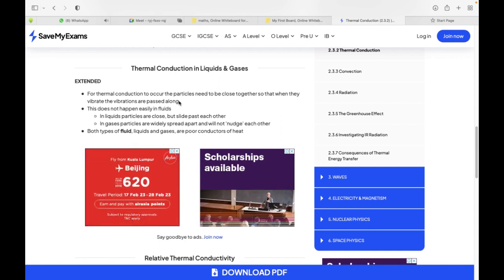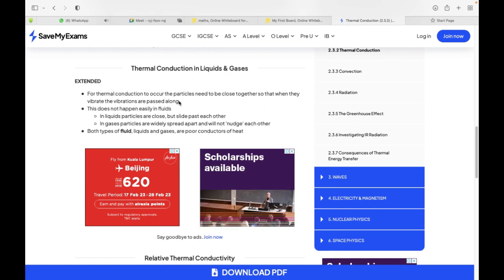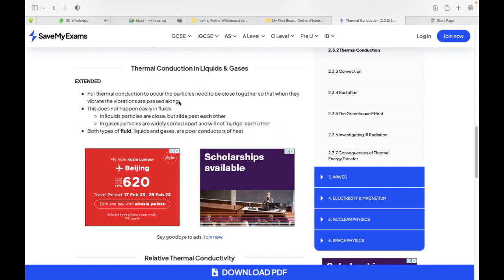Why? Because the particles are not closely packed together. In liquid, even though they're close, there's still space between the particles, so they will not be good conductors even if there is any conduction at all. In gas, the particles are further apart. There is little or nothing taking place in terms of conduction in gases. Is that okay? So now let's move on.